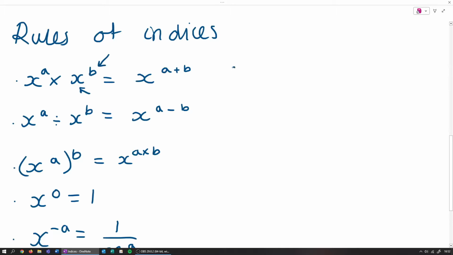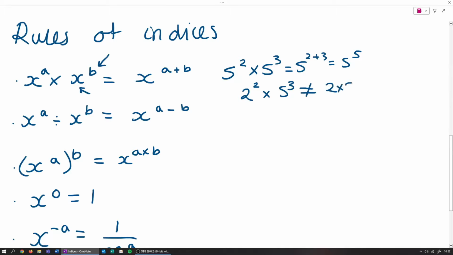For instance, I can do 5 squared times 5 to the 3. That will be 5 to the 2 plus 3, which is 5 to the 5. But I could not say 2 to the 2 times 5 to the 3. This is not equal to 2 times 5 to the power of 2 plus 3. You can only combine these terms if the bases are the same, okay?